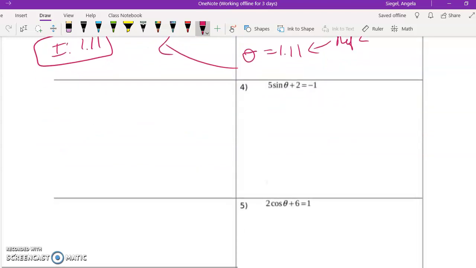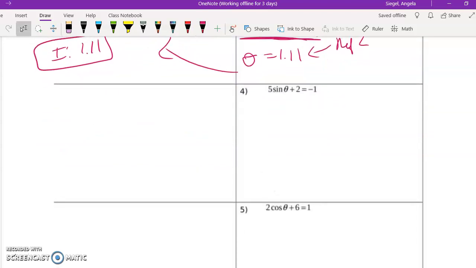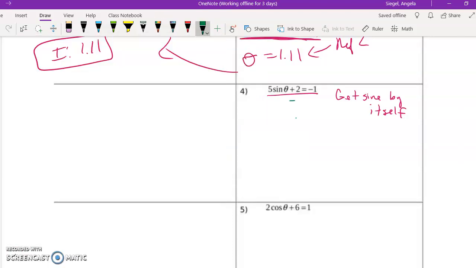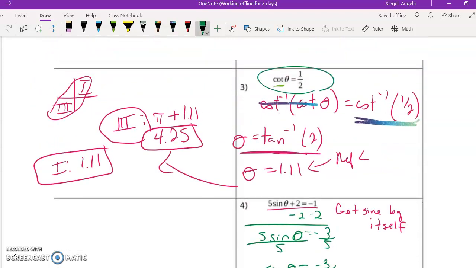Okay, so in number 4, the first thing you're going to want to do, notice all this junk out here. So you're going to want to get sine by itself. Okay, so think about just algebra here. So I'm going to subtract 2 and divide by 5. So I have sine of theta equals -2/5. Okay, now it looks more like something like this.